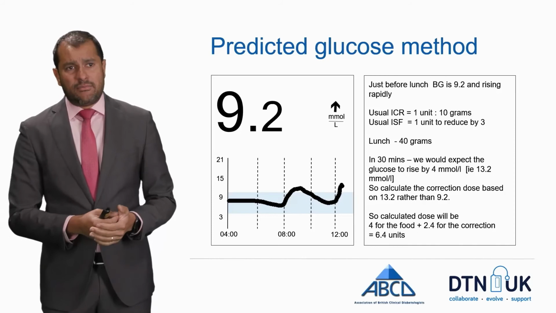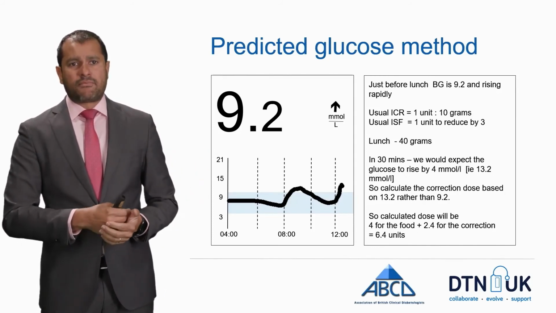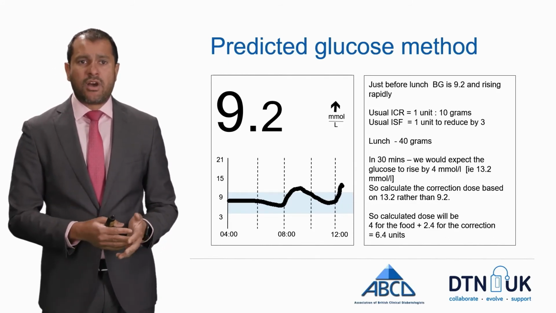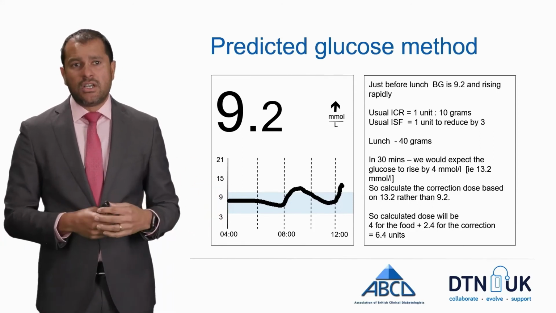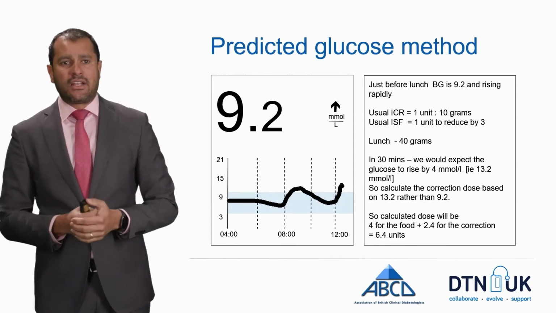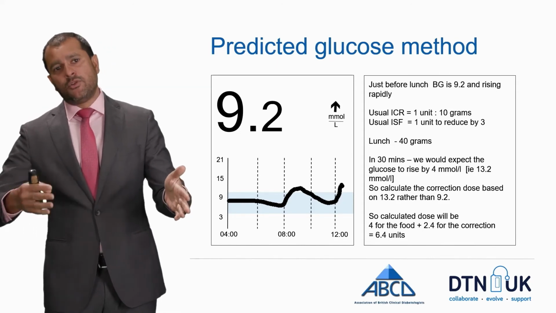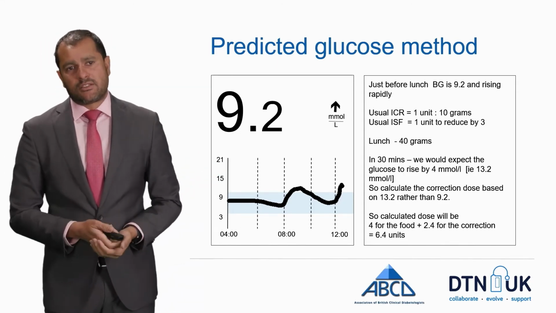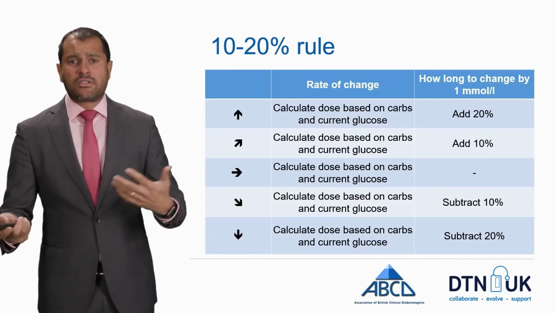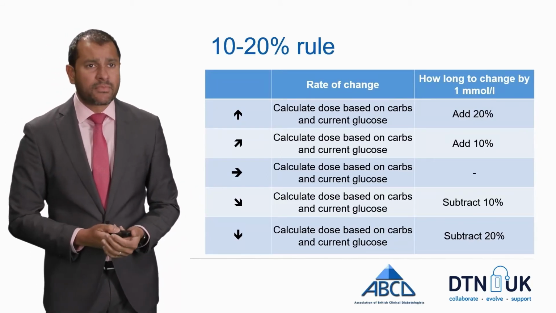So again here, similar sort of scenario, blood glucose is 9.2 but going straight up. So lunch is 40 grams, so in 30 minutes we would expect the glucose to rise by at least an average of 4. So instead of using 9.2 for our calculation, we'll use 13.2. And so the calculated dose would be 4 for the food and 2.4 for the correction, which would take it to 6.4 units. Again, if you're using a pen, you'd round that to 6.5 units, or 7 units if you've not got a half unit pen.